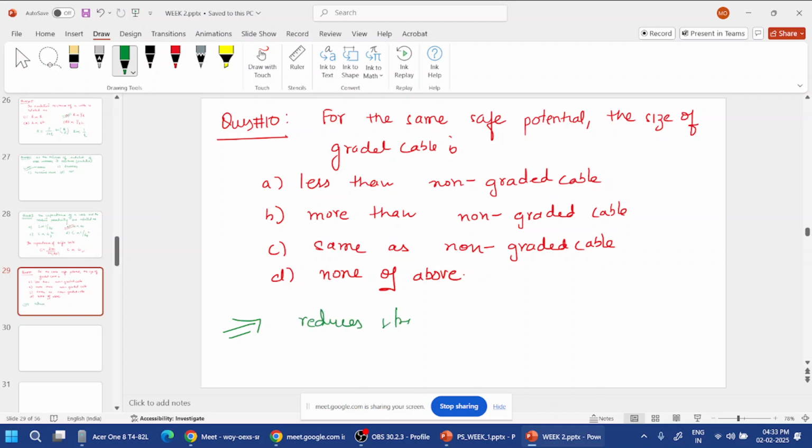Also, when we reduce the stresses on the cable, the size gets lower. The size shrinks. So that's why our non-graded cable is much larger in size than a graded cable. A graded cable has a lesser size than a non-graded cable for the same value of voltage.